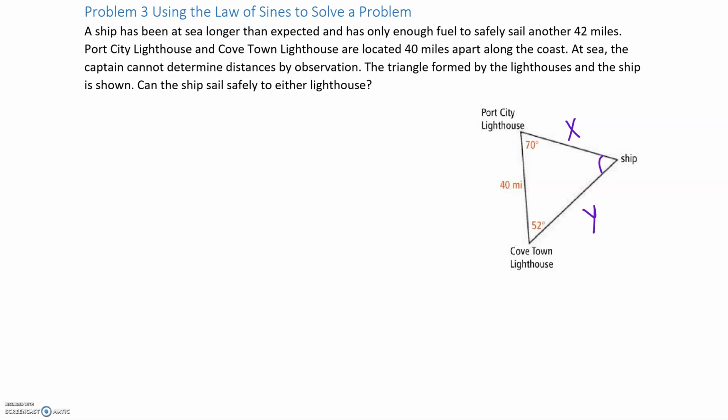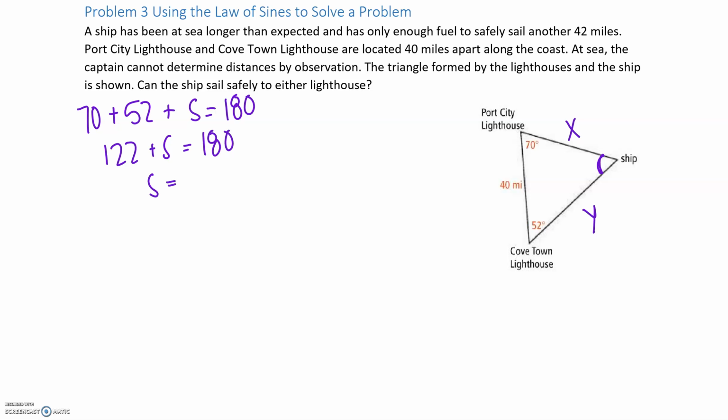But the first thing we need to do is find this angle right here. So to find that angle, we're going to use our triangle angle sum theorem. And we're going to do 70 plus 52 plus, I'm going to call that S because it's at the ship, equals 180. When we do that, that gives me 122 plus S equals 180, which means that S equals 58. So this is going to be 58 right here. So we're going to have to set up 2 different proportions, which is fine.